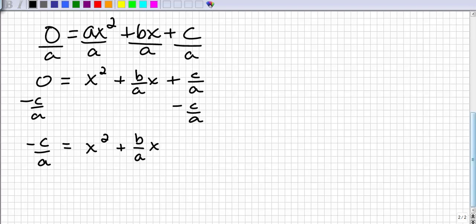And now I need to put in a third term that will make this a perfect square trinomial. And so what we're going to add in is half of b over a, so that's b over 2a, and then squared. So we're going to do b over 2a squared. And if I add that to one side of the equation, I have to add it to the other side.